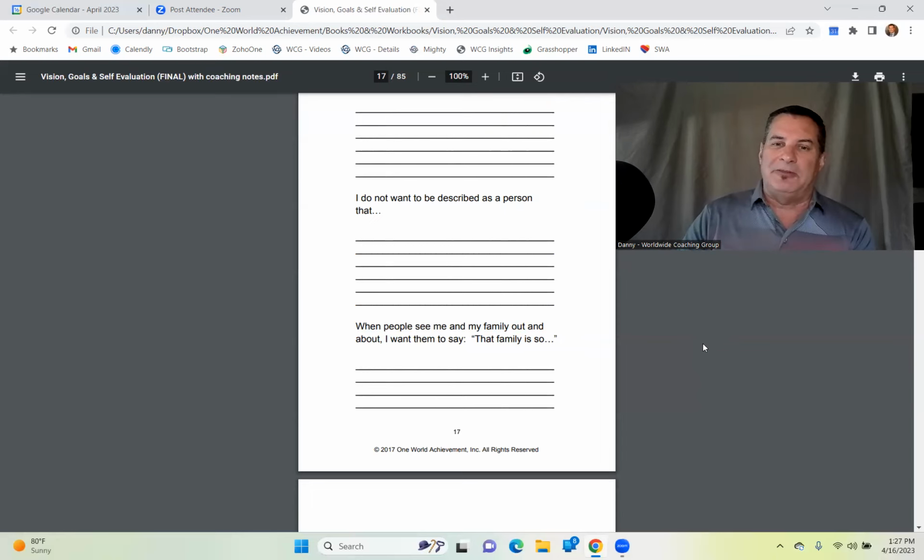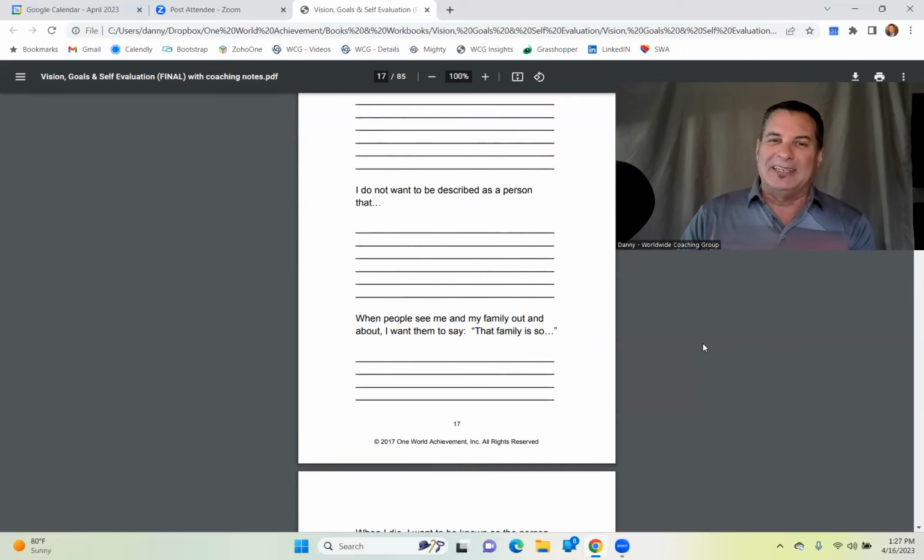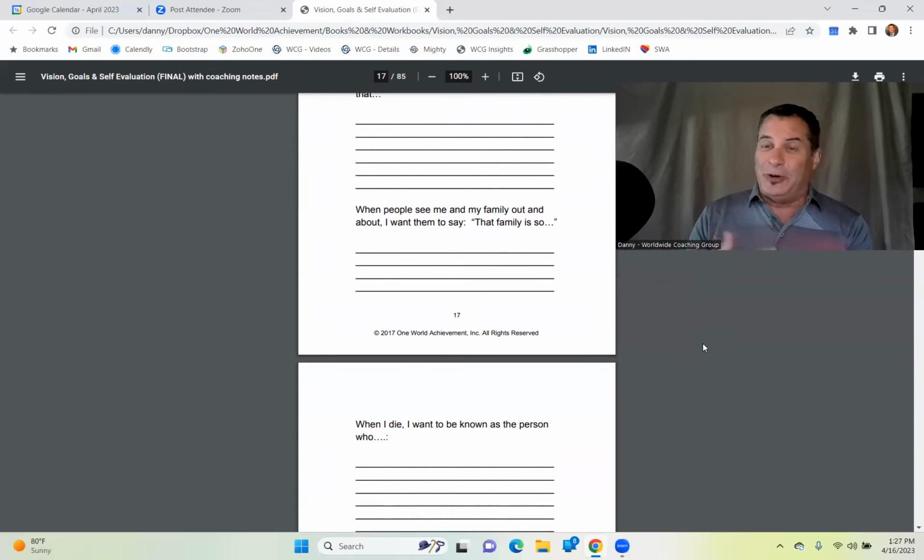And when people see me and my family out and about, I want them to say, that family is so blank. So I love this idea, whether your family is you, whether you have a spouse or partner or kids, or I don't know, maybe you got a huge family, right? You want people to say, what are they saying about you when you're walking through the grocery store, when you're at church on Sunday morning, or when you're driving down the road or whatever? They're saying, man, that family fights all the time, or that family is so happy.